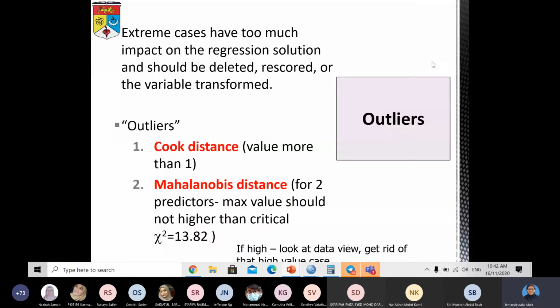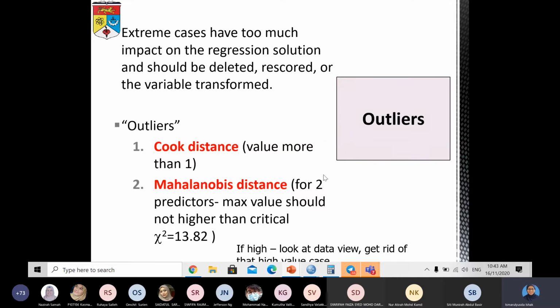Alright, about outliers. Outliers, extreme cases, have too much impact on the regression solution and should be deleted, rescored, or the variable transformed. Okay, to look at the outliers in multiple linear regression, you can look at the Cook's distance or Mahalanobis distance. So this also I can show you in the SPSS lab, maybe next week.